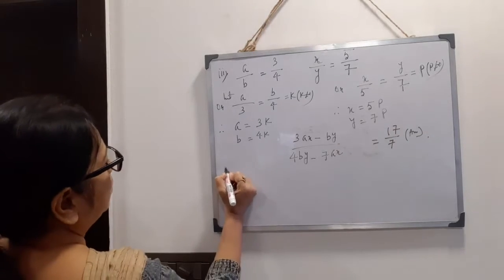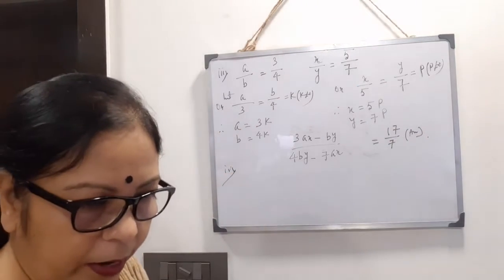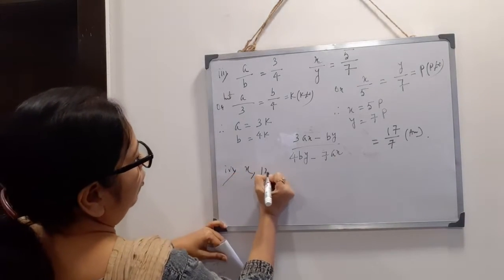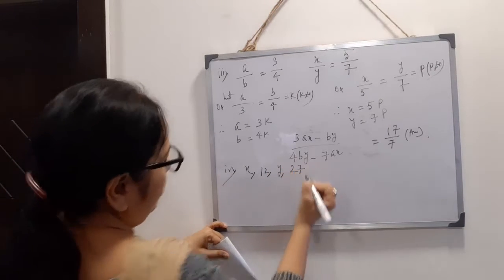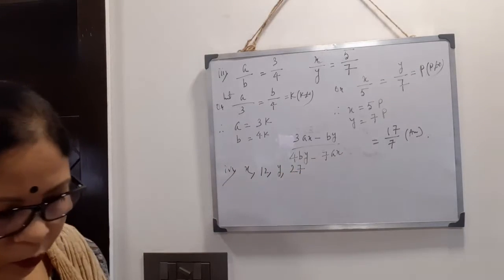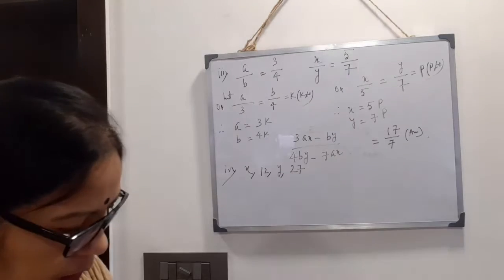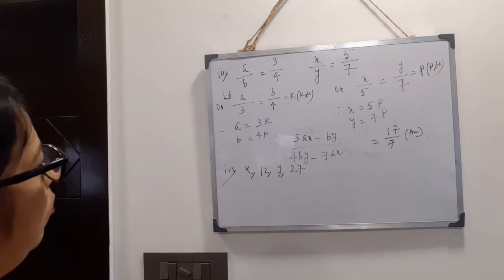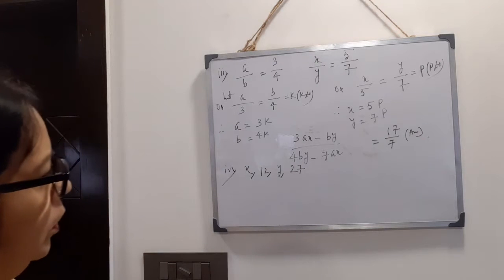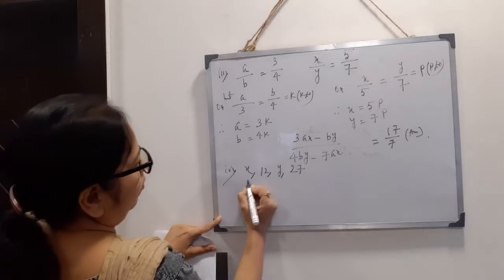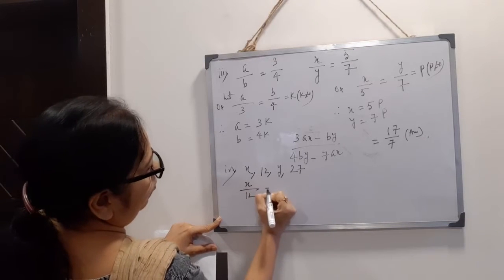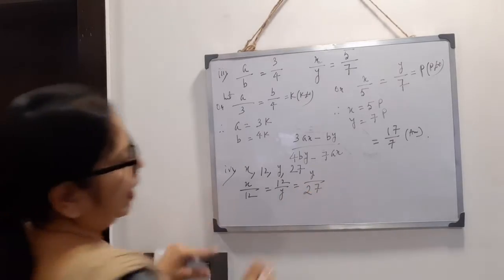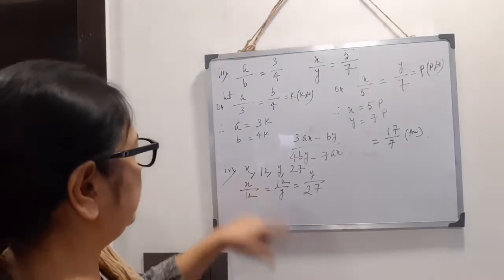Now sum number 4. Here it is given that x, 12, y and 27 are in continued proportion. Clear? It is told that they are in continued proportion. Then find the positive values of x and y. When they are in continued proportion, then what can we write? We can write that x by 12 equals 12 by y equals y by 27. As it is told that they are in continued proportion, so we can write this.